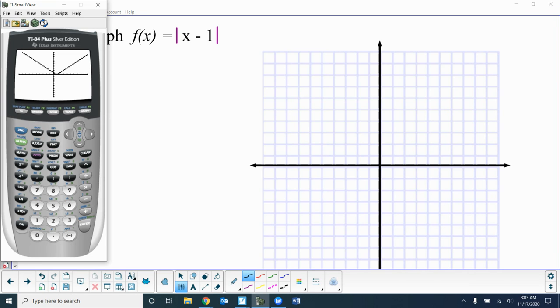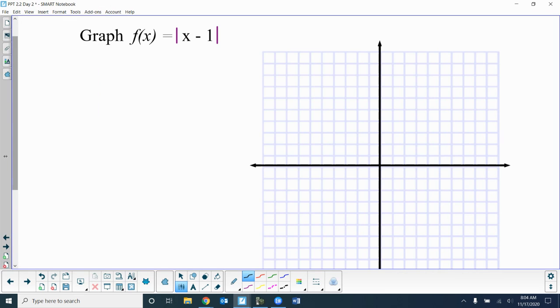But you could always do an XY table, right? If you go second table, you got some points there. Let's do it this way. All right, so -2, 3. I think it's -2, 2, -1, 2, 0, 1, 2, 0.